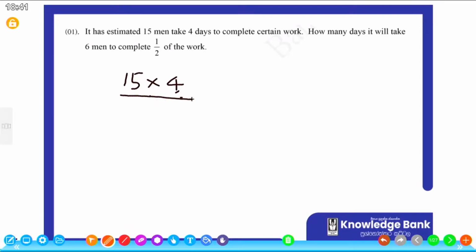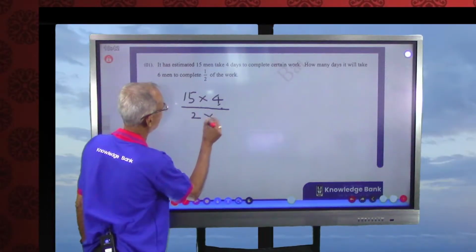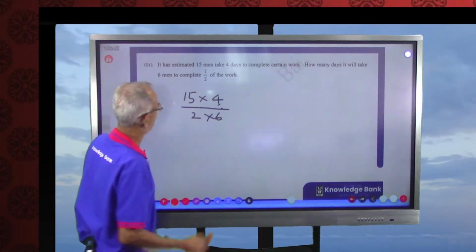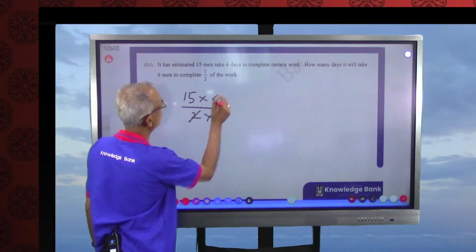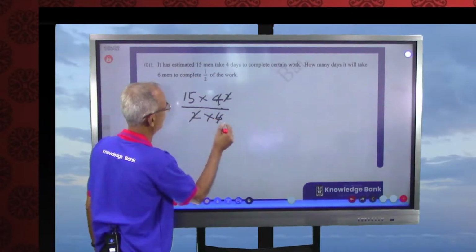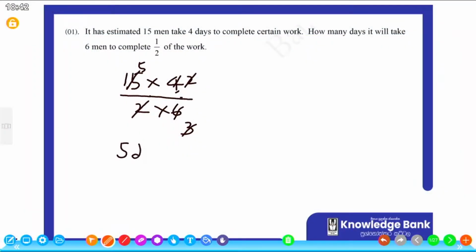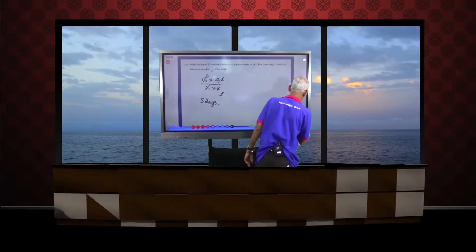Then let's divide this by 2. You can get half. Then there are 6 men, so let's divide by 6. Now let's simplify this: 2 times 1, 2 times 2, 2 times 1, 2 times 3, 3 times 1, 3 times 5. Then it will take 5 days. Okay, then let's go to the next question.